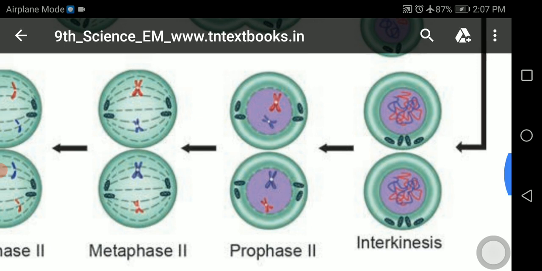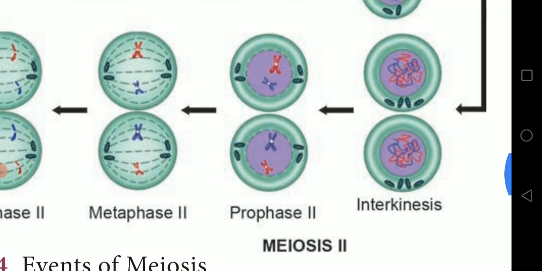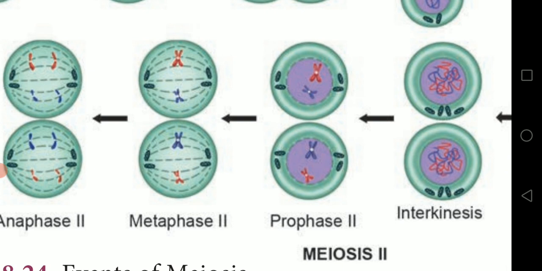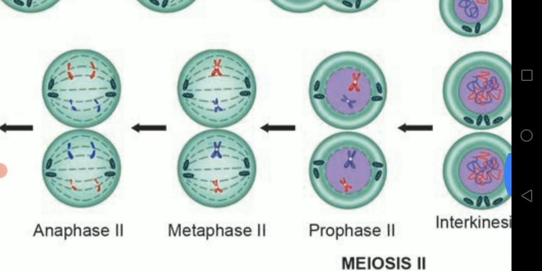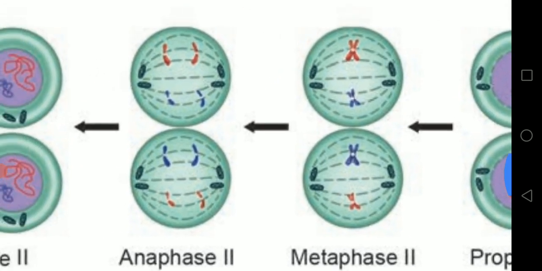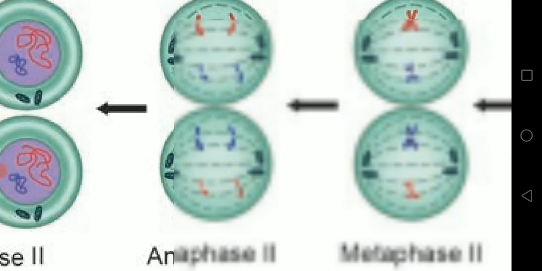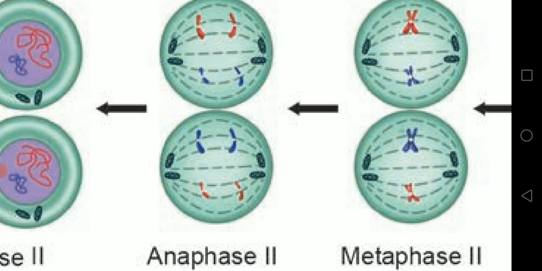Then metaphase 2. Here the chromosomes get arranged on the equator. Then the two chromatids separate. The next one is anaphase 2. Here, the separated chromatids become daughter chromosomes and move to the opposite poles.